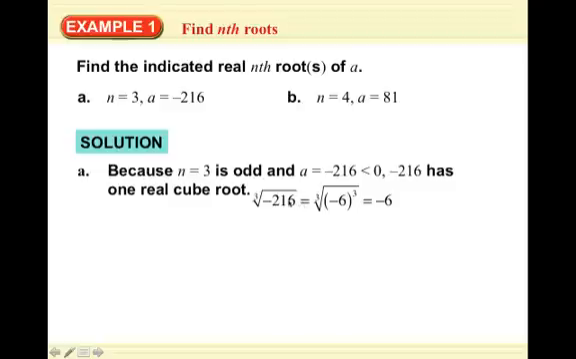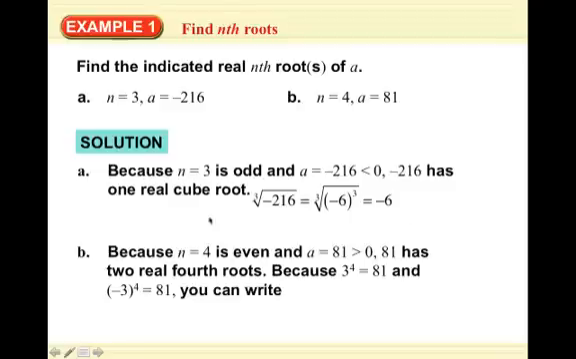216 is 6 cubed, so negative 216 is negative 6 cubed. Negative 6 times negative 6 is positive 36, times another negative 6 is negative 216. So negative 6 to the third power, taking the cube root of it, the cube and the cube root cancel each other out, and we just have negative 6.